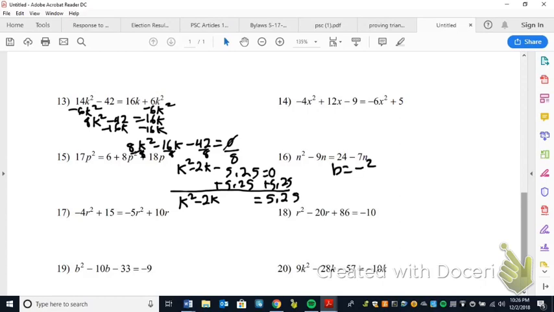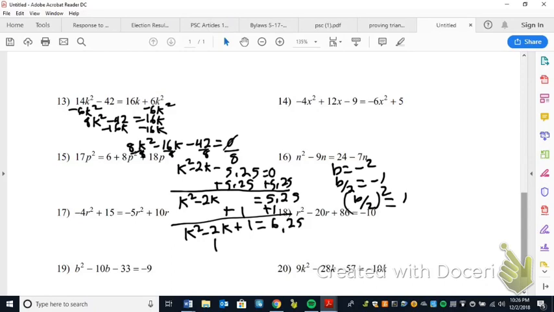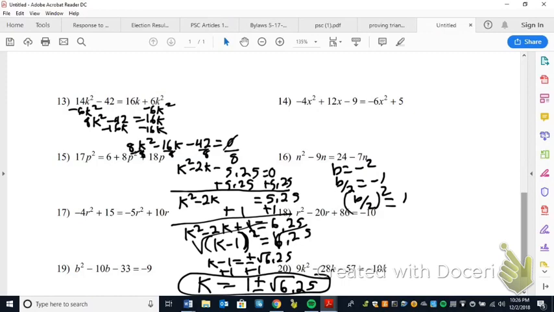So our b equals negative 2, b over 2 equals negative 1, and b over 2 squared equals 1. So we're going to add 1 to both sides. And we have k squared minus 2k plus 1 equals 6.25. So I'm going to go k minus 1, that's my b over 2, squared equals 6.25. Square root both sides. I have k minus 1 equals plus or minus the square root of 6.25. Add 1 to both sides. And so my answer is then k equals 1 plus or minus the square root of 6.25.